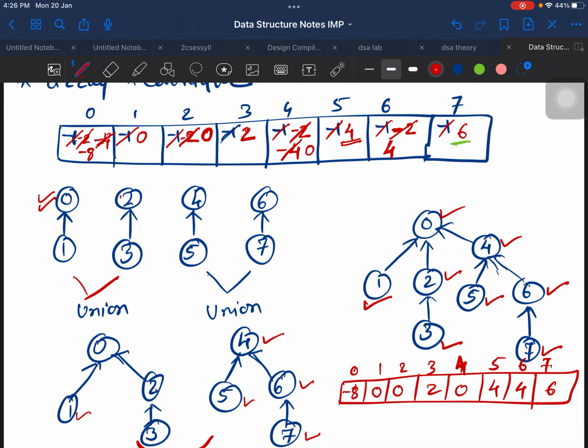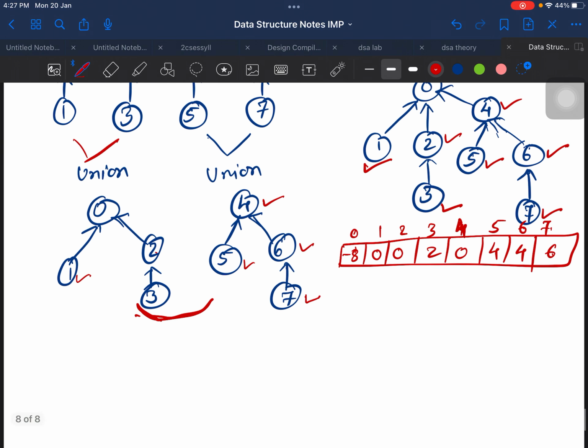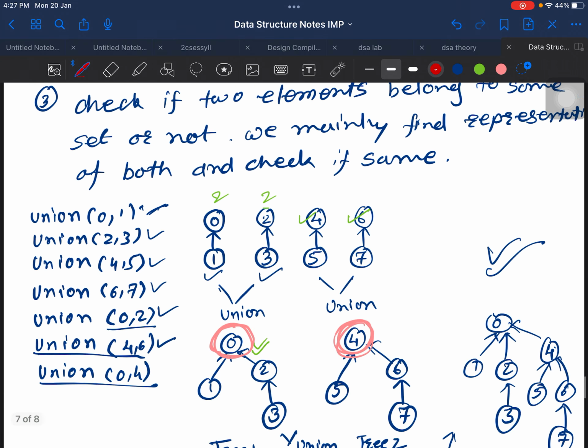Let us assume that if you want to search 4, come directly to 4. What is the value inside the fourth index? 0. So come to 0, and here minus 8 is there. Minus means root value. So guys, this is what the find is. This is what the simple find is.